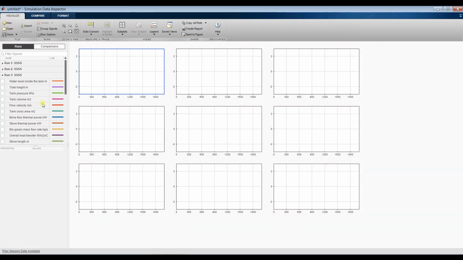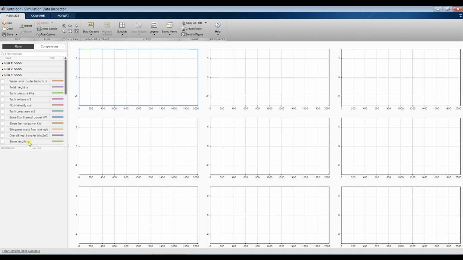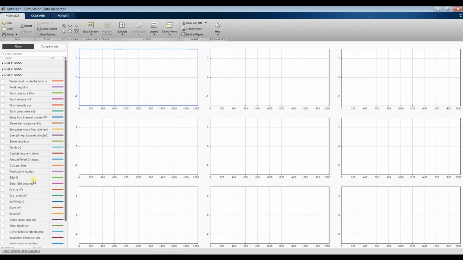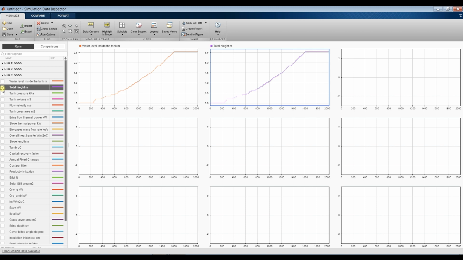Okay, this is our results. It's the third run. Let's discover the water level inside the tank. This is your water level inside the tank because you increased the productivity rate, so you need a larger tank and so on. And this is your total height.